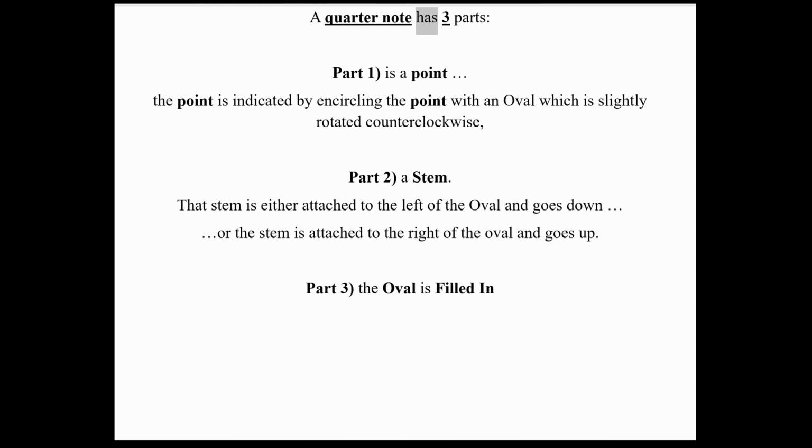A quarter note has 3 parts. Part 1 is a point. The point is indicated by encircling the point with an oval which is slightly rotated counterclockwise. Part 2, a stem. That stem is either attached to the left of the oval and goes down, or the stem is attached to the right of the oval and goes up. Part 3, the oval is filled in.